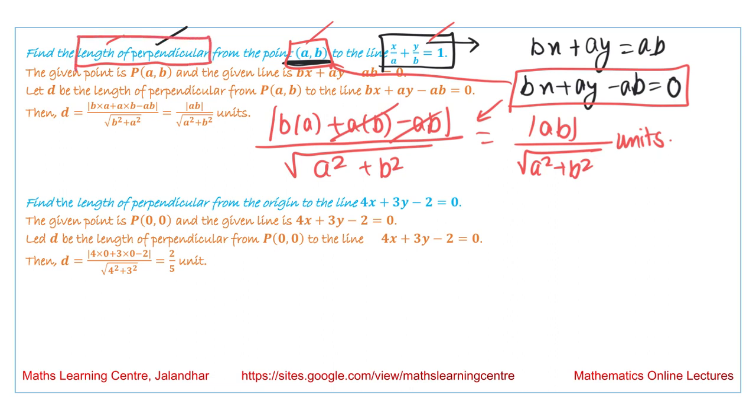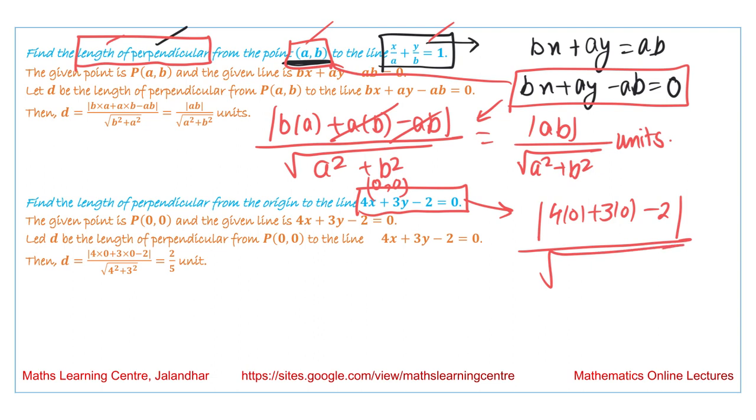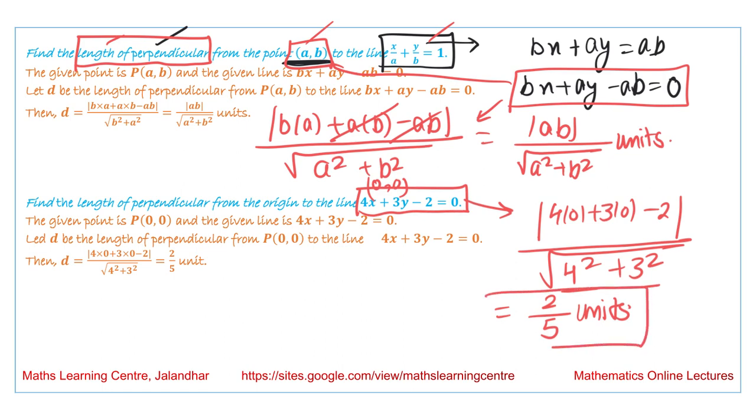Next is, find the length of the perpendicular from the origin to this line. So we know the formula. From the origin means we are talking about the point (0, 0). So we get |4 into 0 plus 3 into 0 minus 2| divided by square root of 4 square plus 3 square. So the answer we will get is 2 by, this is 16 plus 9, 25, and square root is 5. So it is 2 by 5 units. So this is the distance of this line from the origin.